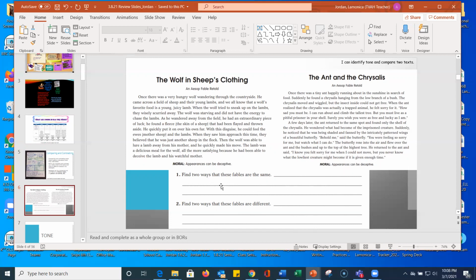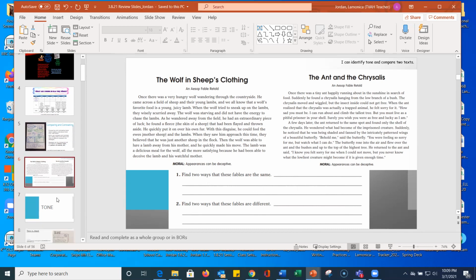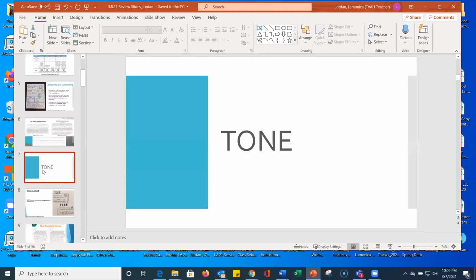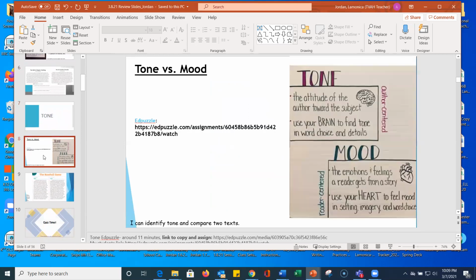Number one, find two ways that these fables are the same. So right now, in your notes, think about it. Write down two ways in which they are the same. Hint, hint, look at the morals. Number two, find two ways that these fables are different. One's about this, the other is about this. Write down two things. Once you've written those two things down, we're ready to talk about tone.